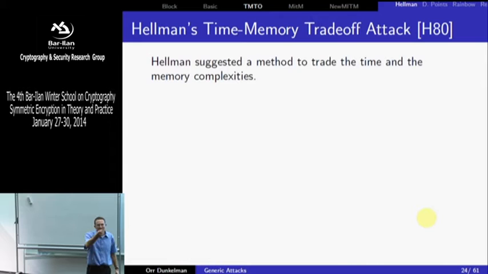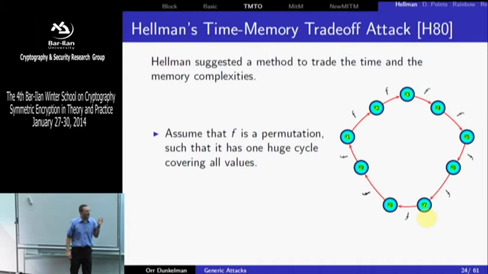Sounds a bit inefficient, right? So the idea is how to balance this. For the sake of the example, let's assume that the function that I'm trying to invert, f, is a permutation. For a block cipher, the function that we defined is not a permutation, it's a function, but I want to start the description with something simple. Let's assume it is a permutation, and not only that, it is a single cycle permutation. All the points in the space, if you take f and apply to x1, you get x2, and then if you apply it again, you get x3, x4, and everything is in one huge cycle.